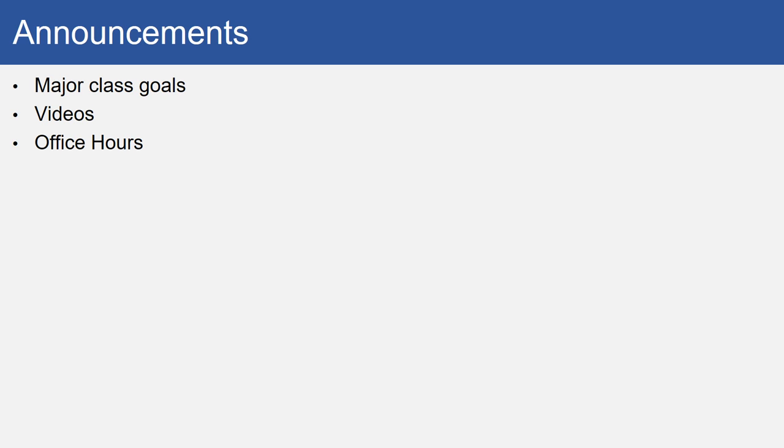Okay, so some announcements. Major class goals. For us, this is the third time I've taught biochemistry in a general type of way, and we have a couple of goals. First off, I just want you to know biochemistry. I think it's really important. That's why we're incorporating the ACS exam, so you know that you have the information.